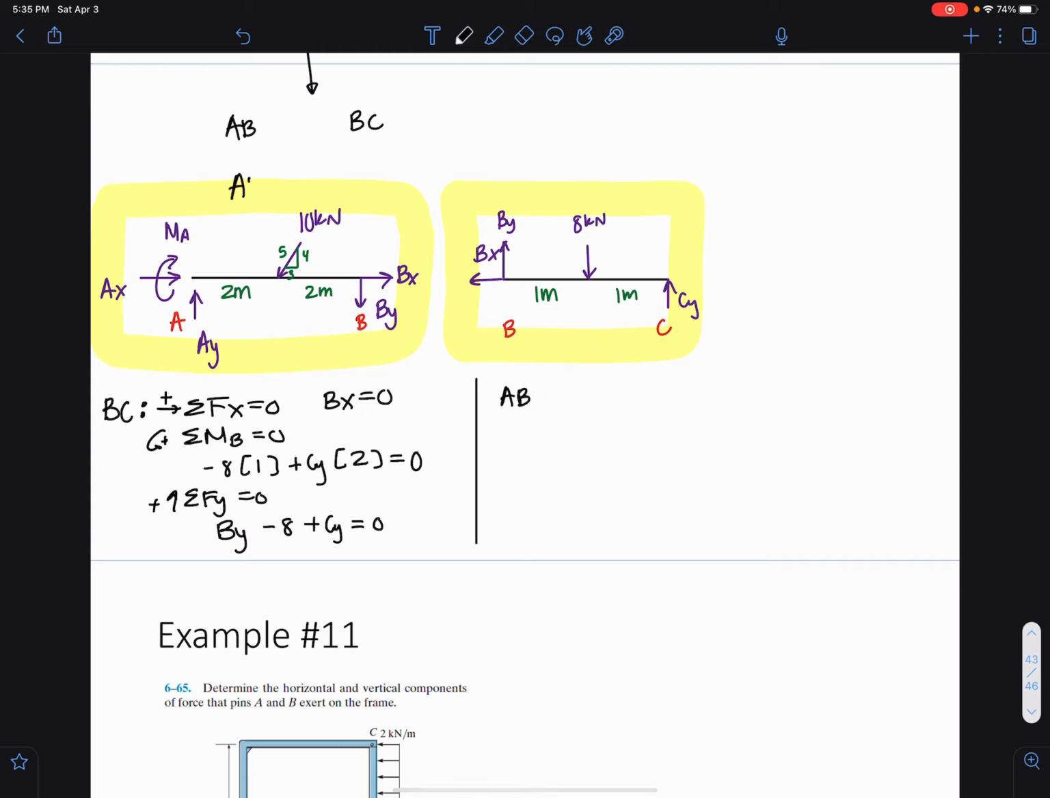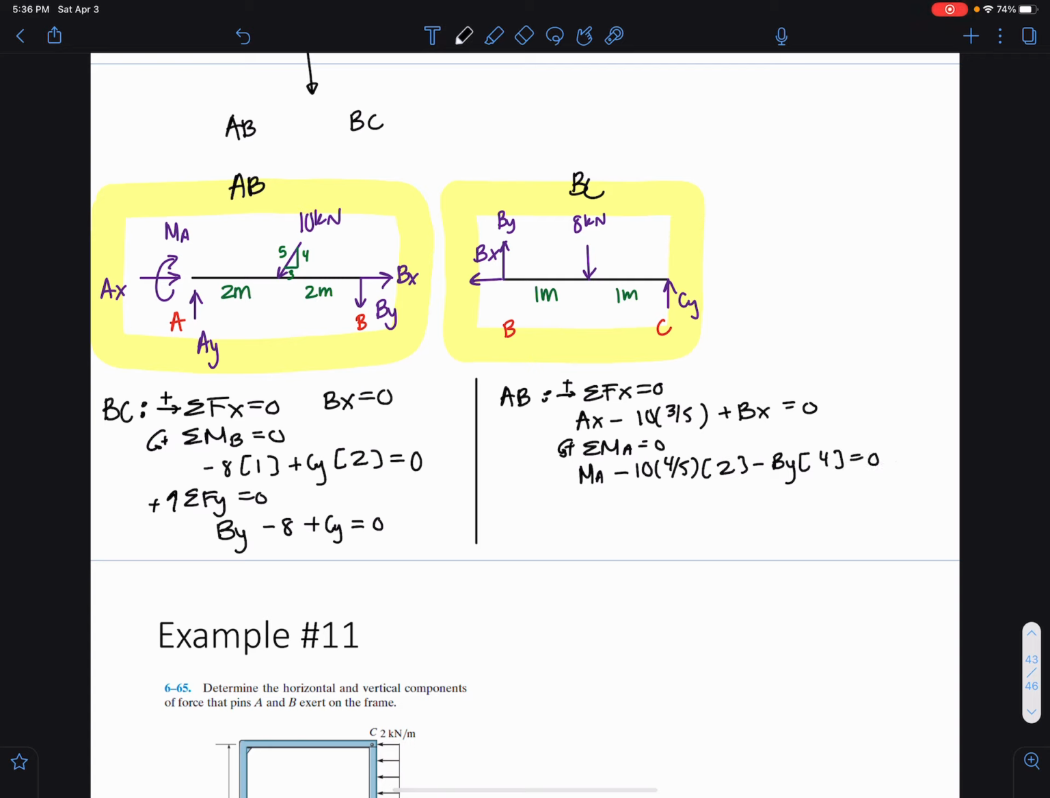So this is AB, this is BC, right? Just so we know. I'm going to do the same thing. I'm going to apply the equations of equilibrium here. This direction is positive. I have AX minus the component 3/5 of the 10 kilonewton force plus BX equals 0. I can sum moments about point A, set that equal to 0. Counterclockwise is positive. I have a moment at A minus the 10 times 4/5 component times a moment arm of 2 minus BY times a moment arm of 4, set that equal to 0.